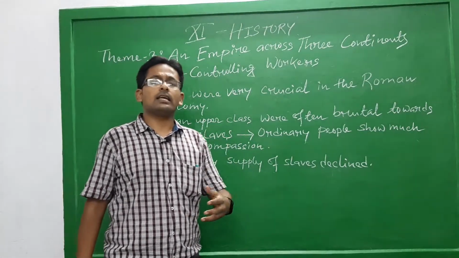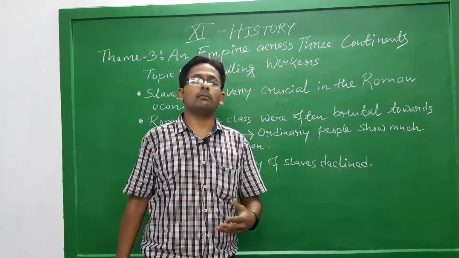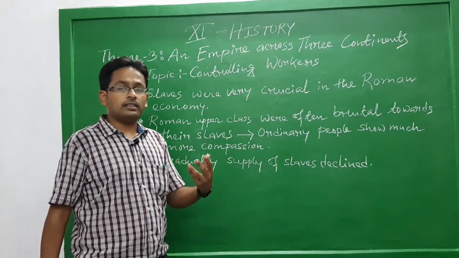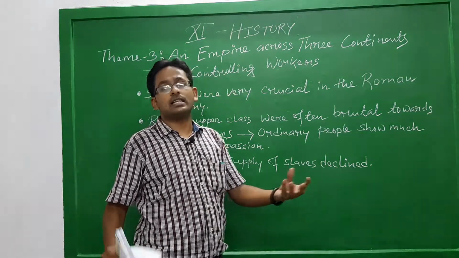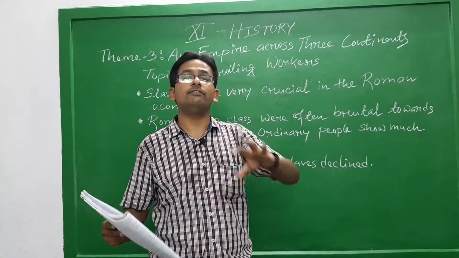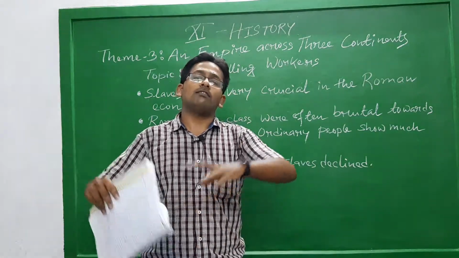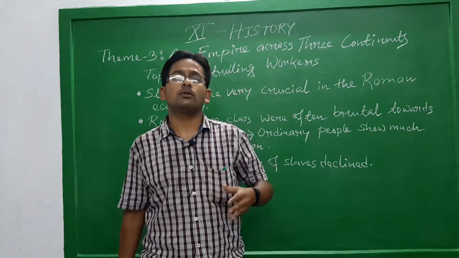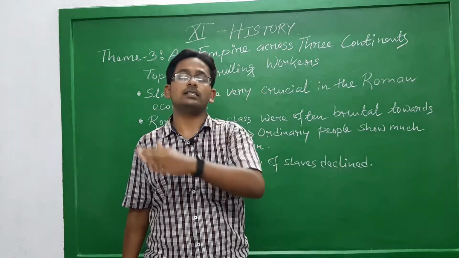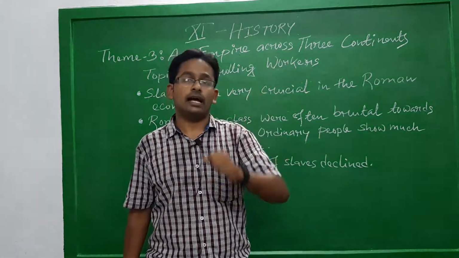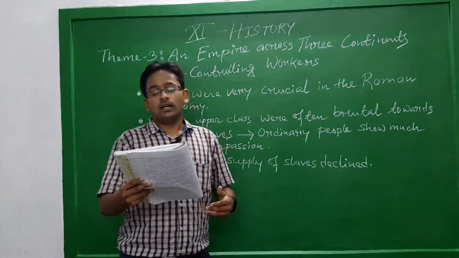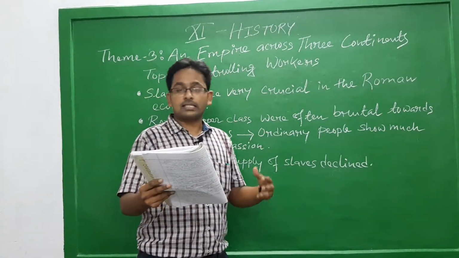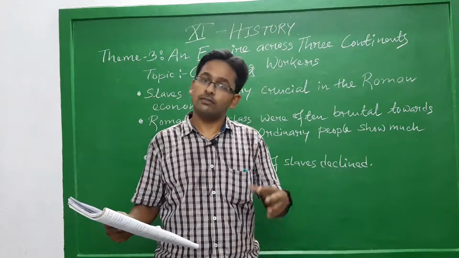There were lots of slave revolts in the Roman Empire because the condition of the slaves was not good. In the Roman Empire, slaves were taken from the defeated regions. The Roman Empire had a vast region and expanded towards North Africa and Eastern Europe. Whenever the Roman Empire captured a region, the defeated people were usually considered slaves. But gradually the supply of slaves declined, because as warfare ended, the supply of slaves obviously declined.